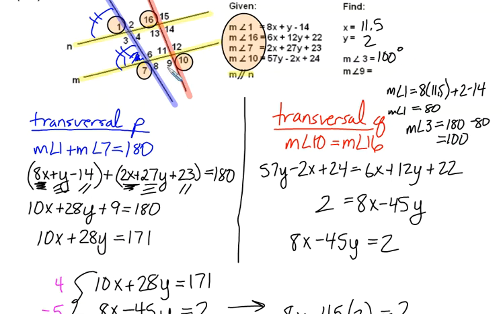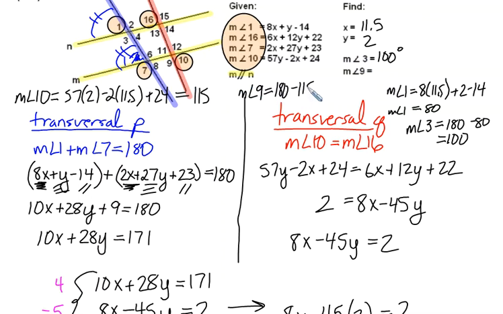And we also need the measure of angle 9. To get the measure of angle 9, we can calculate the measure of angle 10 and then subtract it from 180. So let's just come over here on the left-hand side and we'll say the measure of angle 10 is equal to 57 times 2 minus 2 times 11.5 plus 24. When we calculate that out, we get that the measure of angle 10 is 115. Therefore, the measure of angle 9 would be 180 minus 115, which should just be 65 degrees.